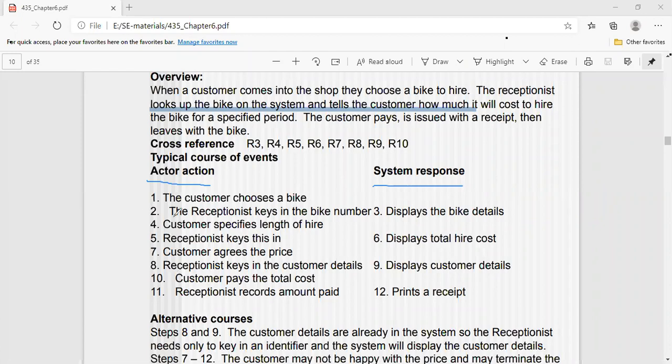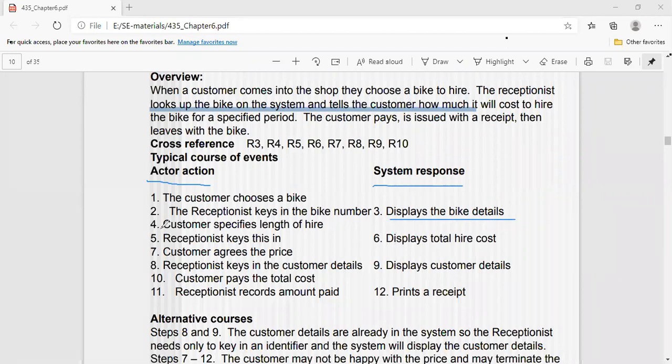First, what are the actions? The customer chooses a bike. First of all the customer came to that particular shop, and he may choose a particular bike. After that, the receptionist keys in the bike number. After choosing a bike, she may note the number of that particular bike, and when she enters that bike number, the system will display the bike details.